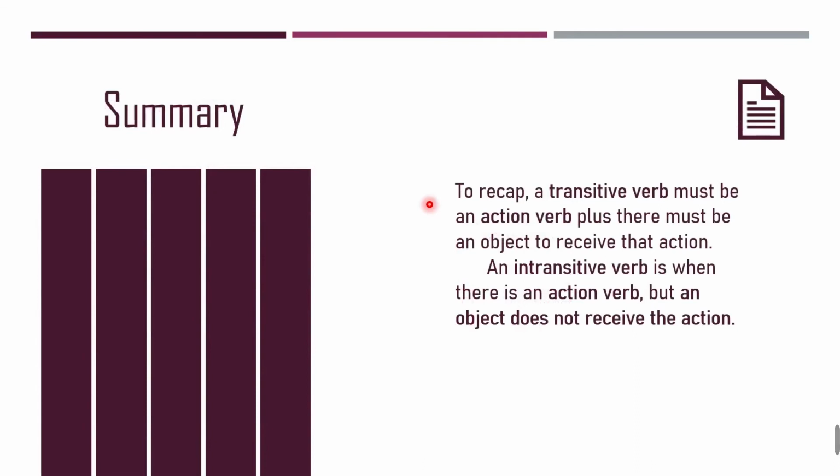So in brief, we can say transitive verbs are followed by an object. Intransitive verbs don't have an object.